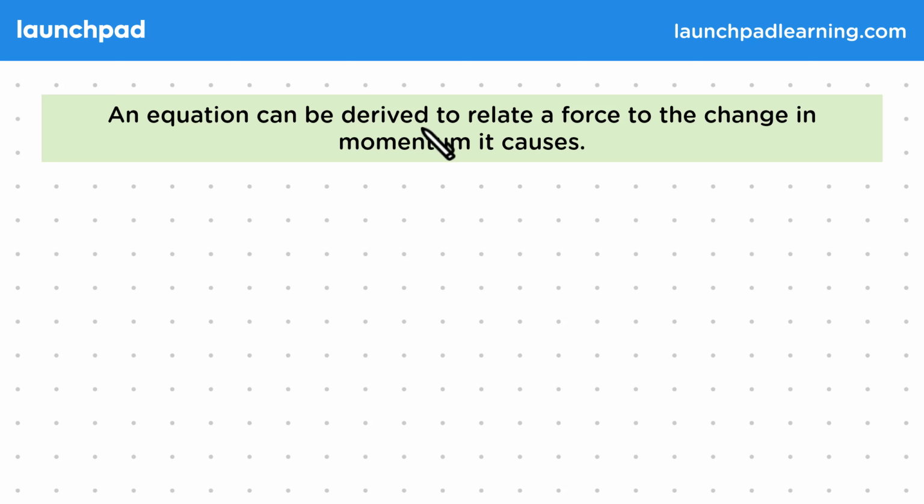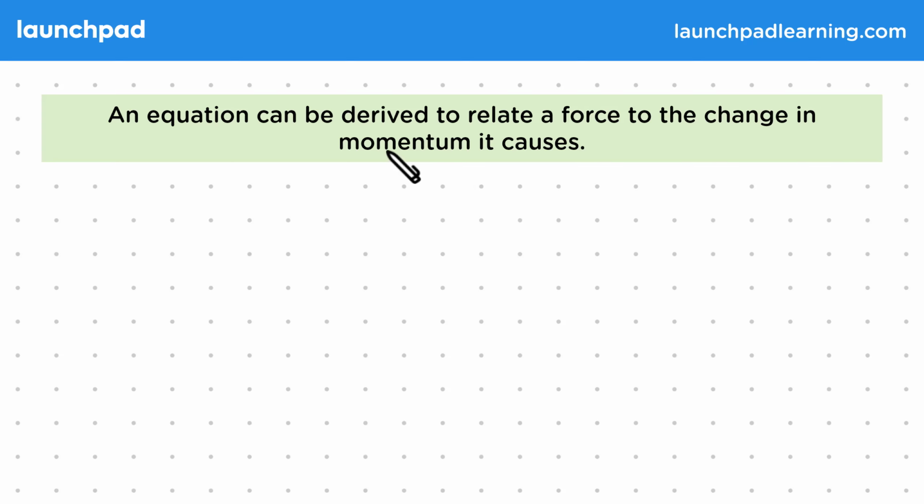An equation can be derived to relate a force to the change in momentum it causes. We'll be doing some algebra that's trickier than what we usually see on this course, but you'll need to be able to do this derivation yourself or explain it in words, so make sure you can follow along and understand how this works. Before we get started though, we should first understand how to calculate a change in momentum.